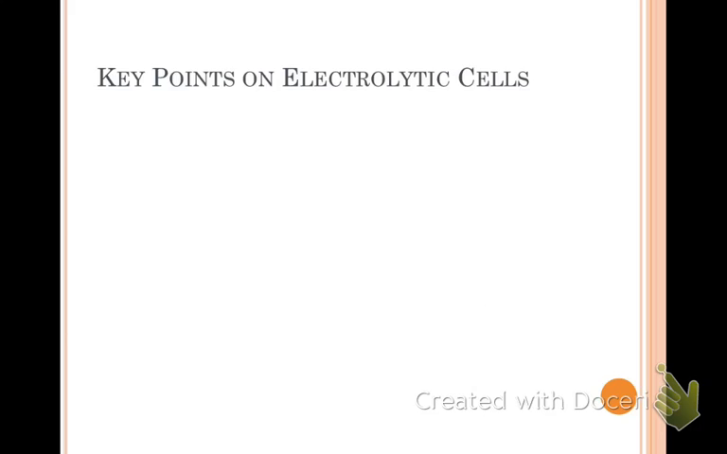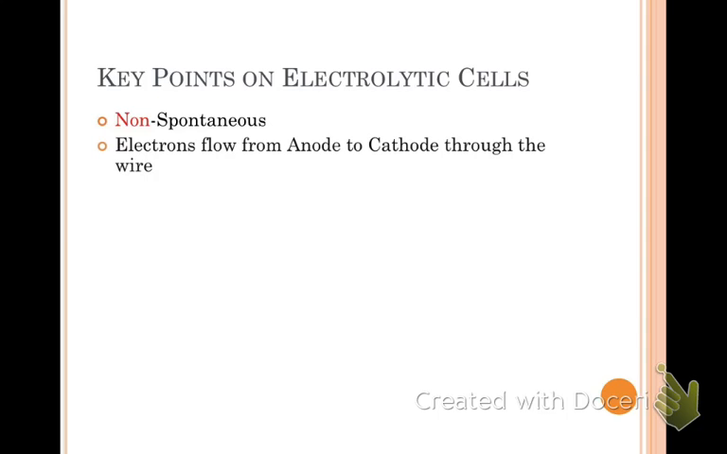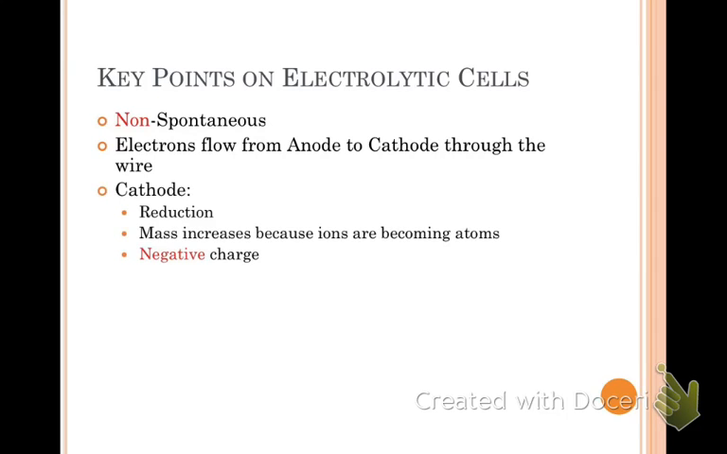So let's look at the key points for electrolytic cells. Again, it's non-spontaneous. Oh, by the way, anything in red in here is how it's different from the voltaic or galvanic cell. So it's non-spontaneous. Electrons still flow from the anode to the cathode through the wire. The cathode still undergoes reduction. The mass still increases because ions become atoms. But this time it has a negative charge.